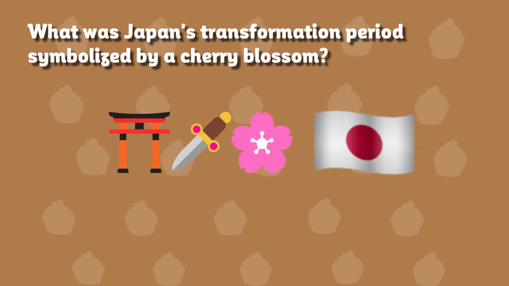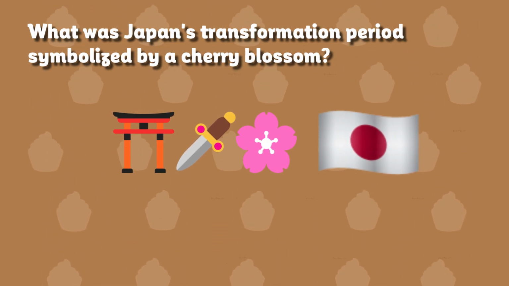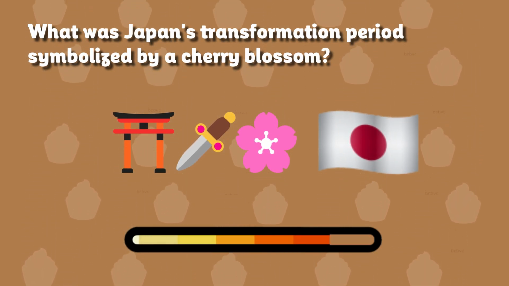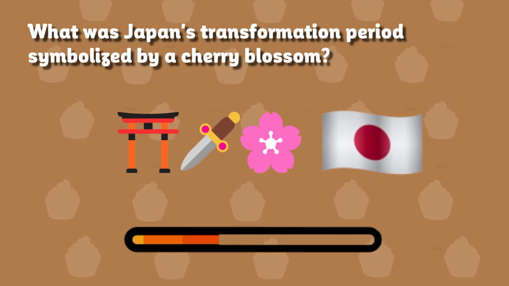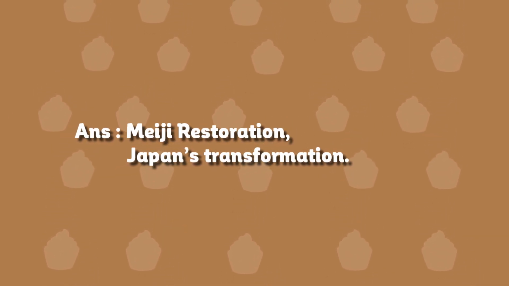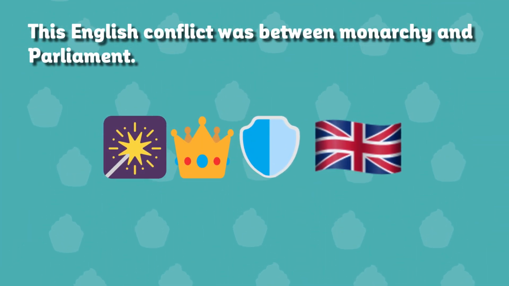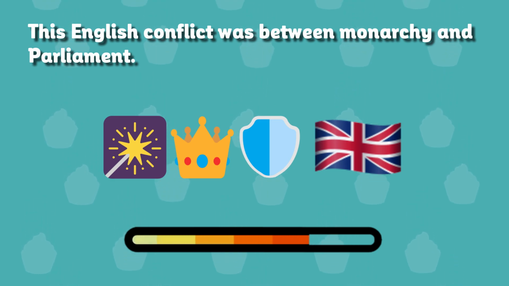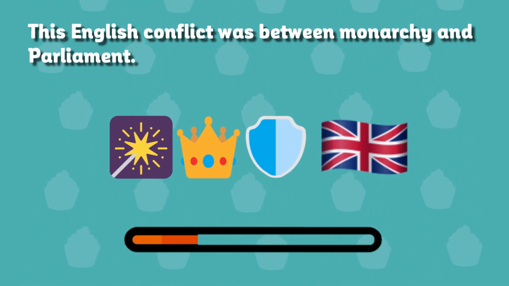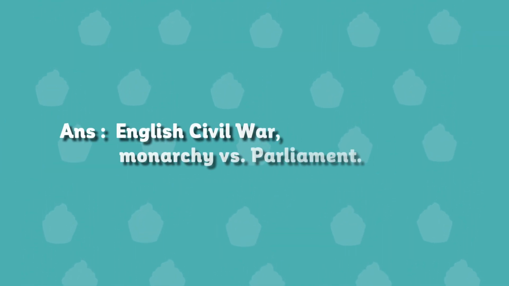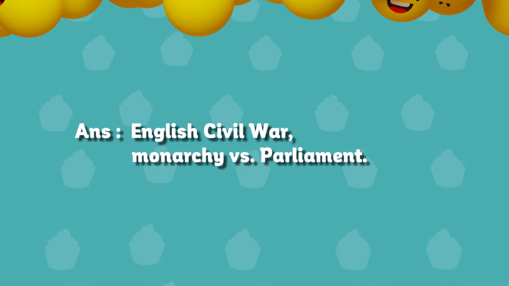What was Japan's transformation period symbolized by a cherry blossom? Meiji Restoration. Japan's transformation. This English conflict was between monarchy and parliament. English Civil War. Monarchy versus parliament.